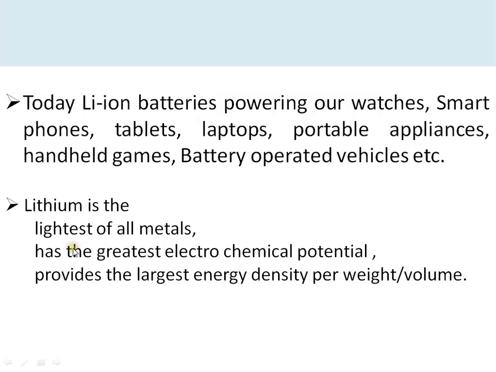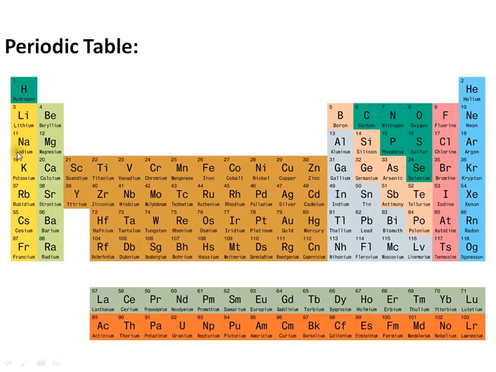The advantage of lithium is that it is the lightest of all the metals and it has the greatest electrochemical potential, which is a measure of how easily it can donate or lose electrons. It also provides the largest energy density, meaning how much energy it can store per unit weight or per unit volume. So this feature has an effect on the weight and size of the power supply. In the periodic table, after hydrogen and helium, lithium is the third element, and the first two are gases, so lithium is the lightest metal present.